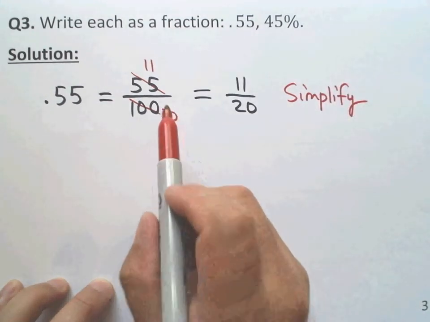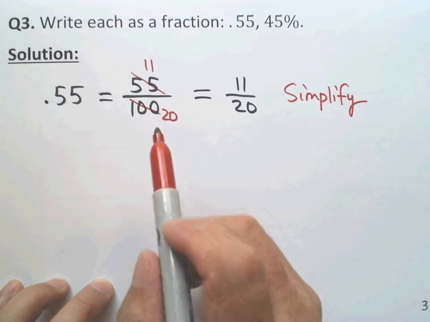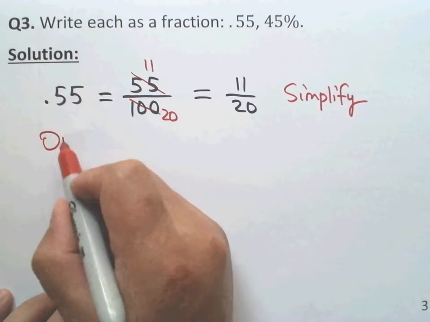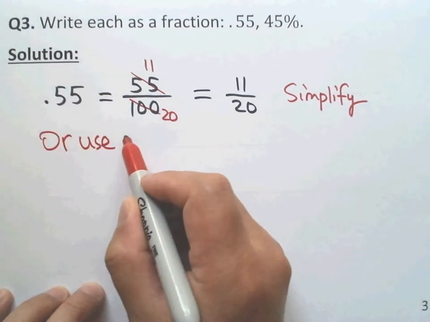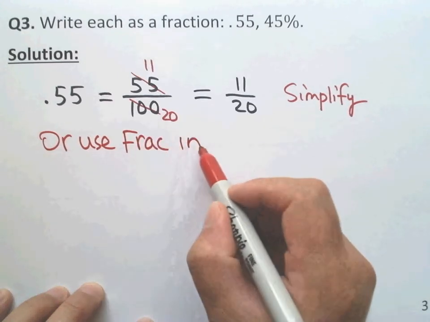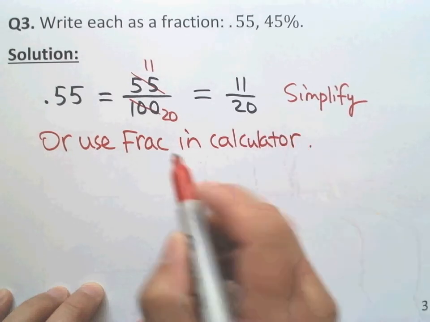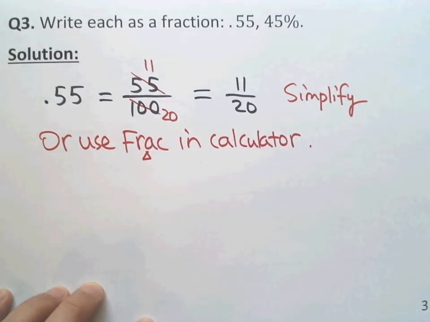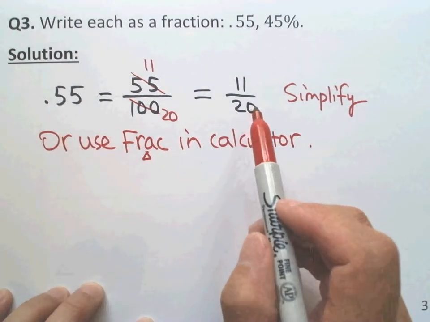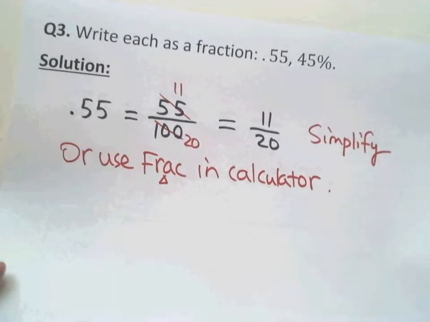And if somehow you don't want to do this simplification by yourself, what can we do? We can use a calculator. Okay, I am going to show you. We can use the frac function, which is the name of the function in the calculator. I am going to show you how to use these frac functions in the calculator. It will give you the decimal number directly and give us the simplified fraction. Okay, so let me set up my calculator.